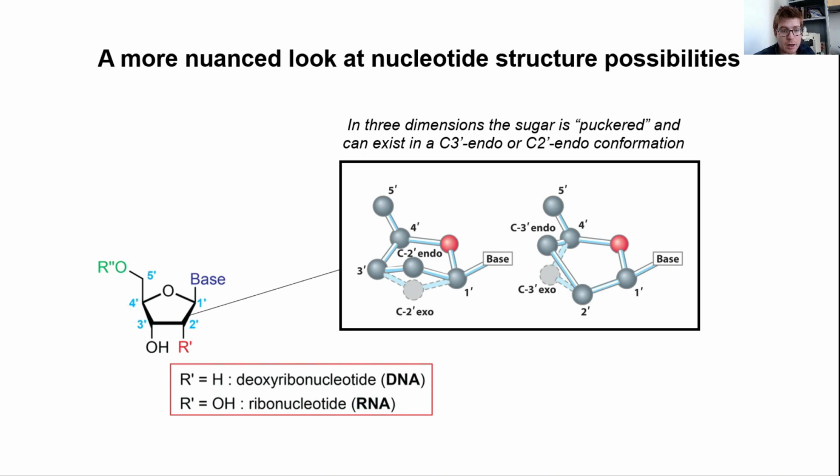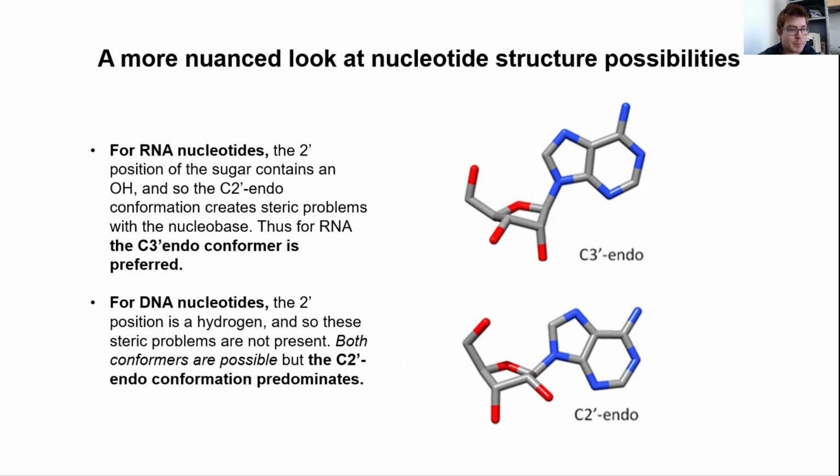And that's because these carbons are not going to all lie in the same plane, but in fact, it's a three-dimensional structure, right? And in 3 dimensions, this sugar is what is called puckered, in that it can exist with either its C2 carbon tilted up or its C3 carbon tilted up, okay? And these two conformations, whichever one is oriented upward, is called the endo. And so we can think of the sugar of a nucleotide as existing in either a C3 endo or C2 endo conformation. So different conformations, who cares?